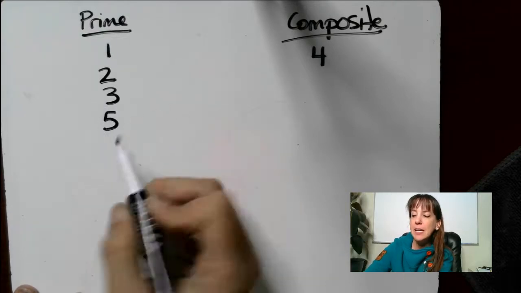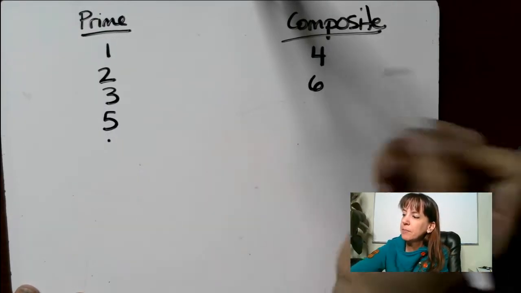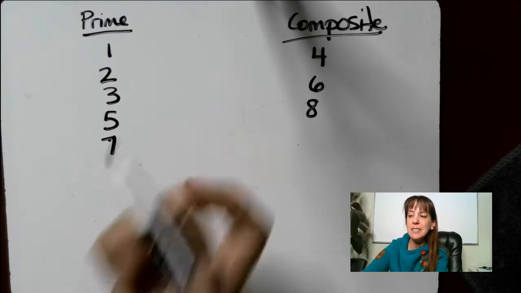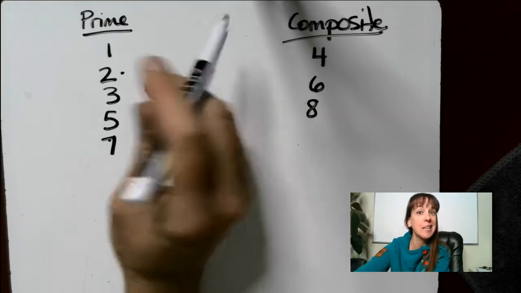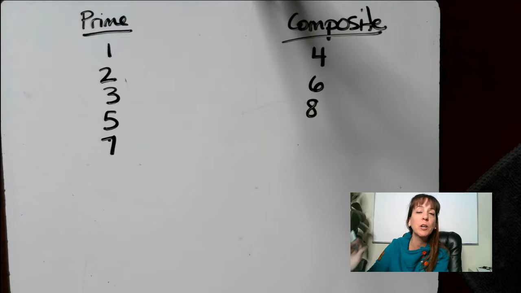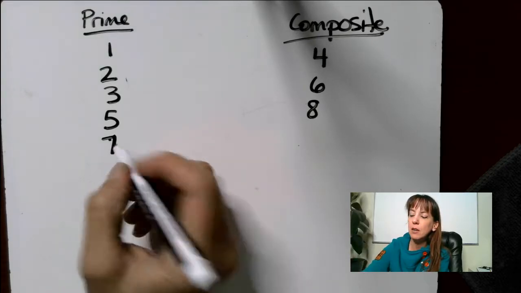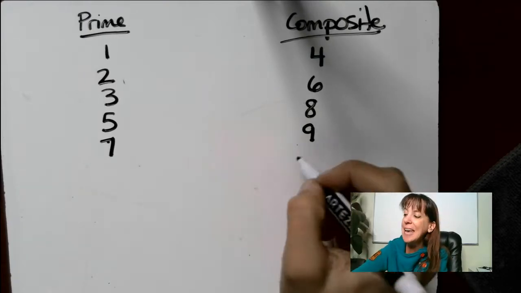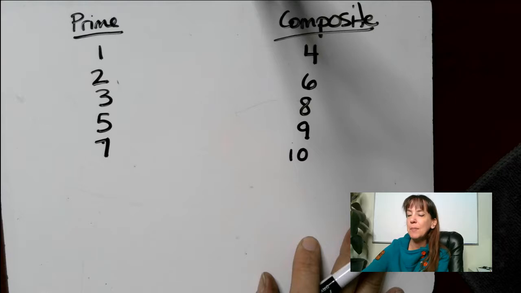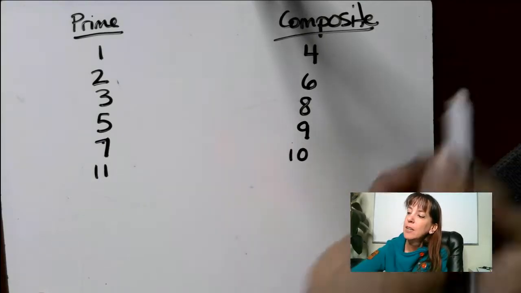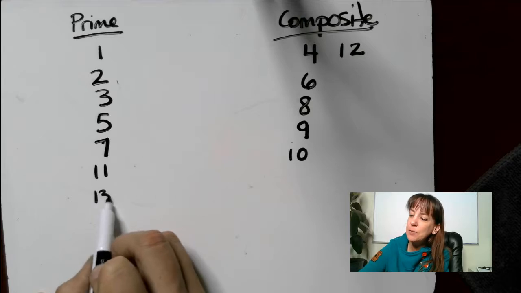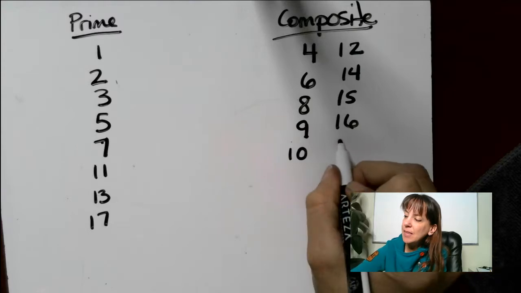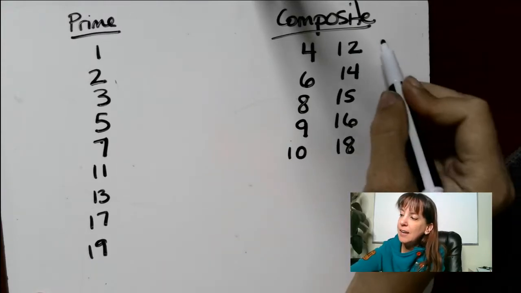After that is 5, then 6, not prime because it's 2 times 3. 7, yes. 8 is composite because it's 2 times 4. You'll notice that the only even number that's prime is 2, because any even number can be divided by 2. After 8 comes 9. 9 is composite because we've got 3 times 3, right? 10 is the same way. 11 is prime. 12 is composite. 13 is prime. 14, 15, 16, 17, 18, 19, and 20.